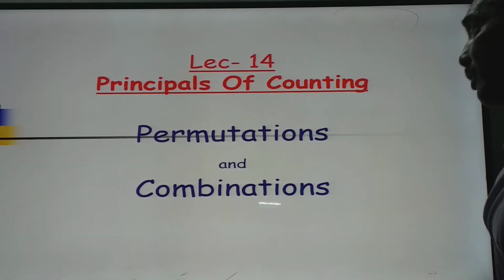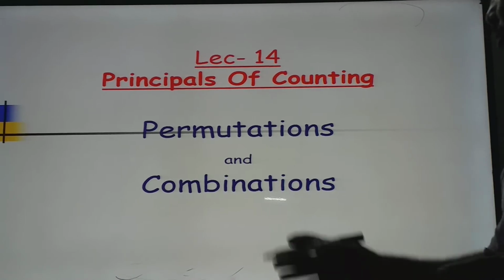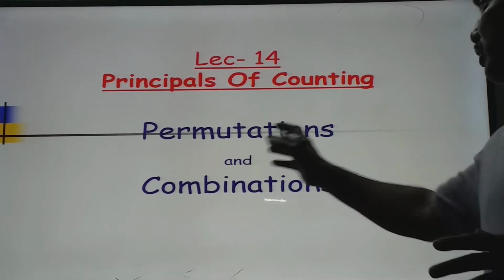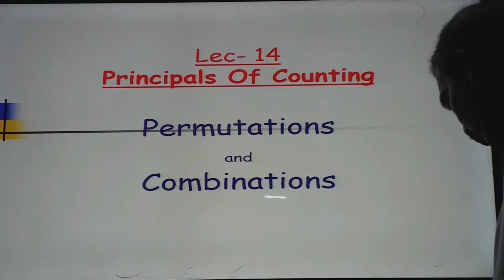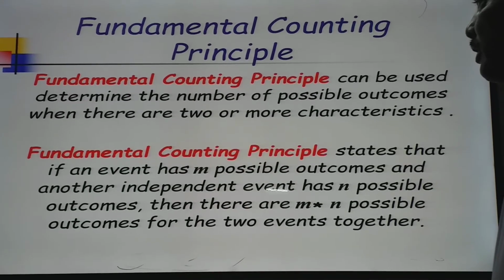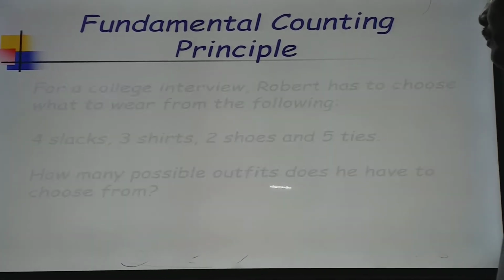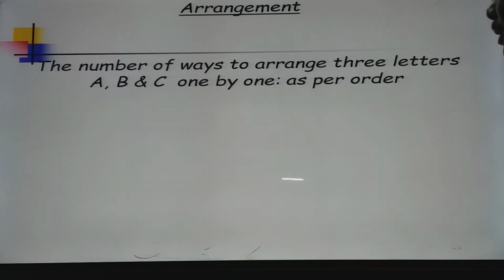Today's lecture is the principle of counting. The principle of counting basically comprises two methods, that is permutation and combination. Permutation and combination are basically arrangements, right? These are the fundamental counting methods. For example, let me take you to that.